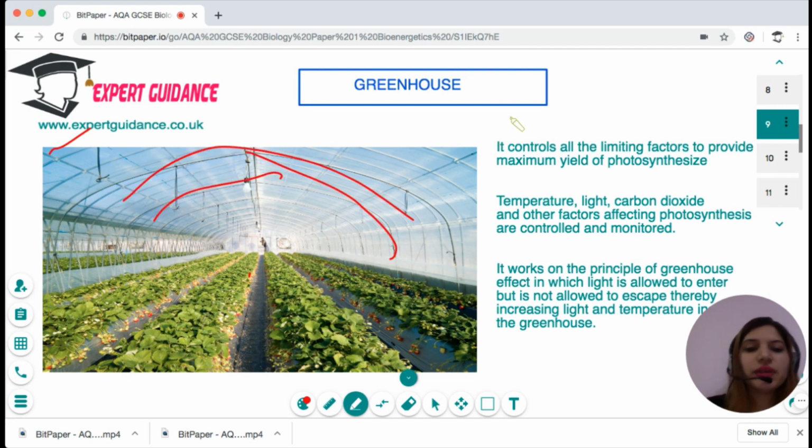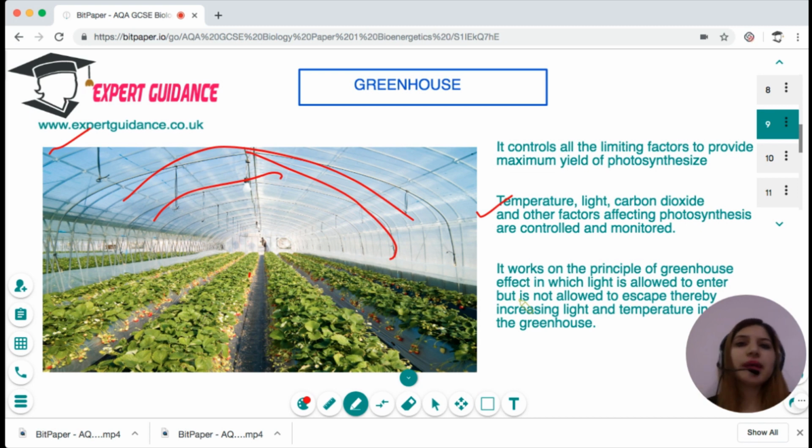The purpose of the greenhouse is that it controls all the limiting factors to provide the maximum yield of photosynthesis. The limiting factors like temperature, light, carbon dioxide are manually controlled. It works on the principle of the greenhouse effect, and it is beneficial for countries like the UK, where the temperature and light are not that high during the winter season. So you can put them in the greenhouse. The greenhouse allows the light to enter but doesn't allow it to escape. So thereby the temperature is maintained and the light intensity is maintained.